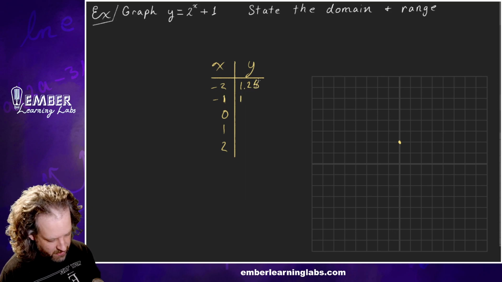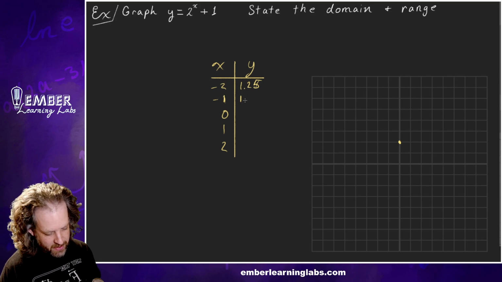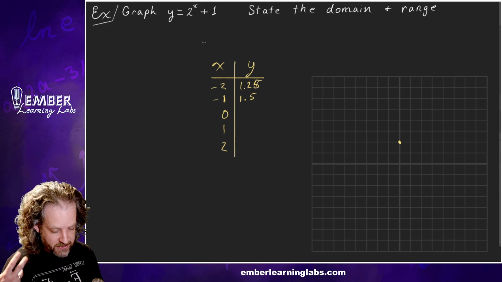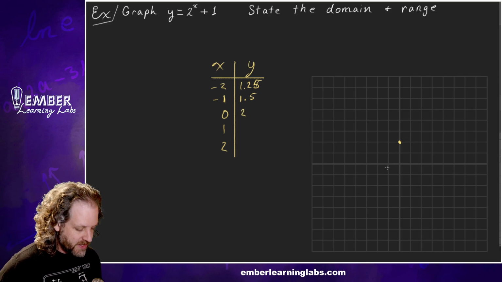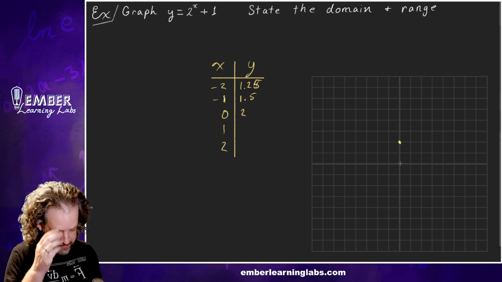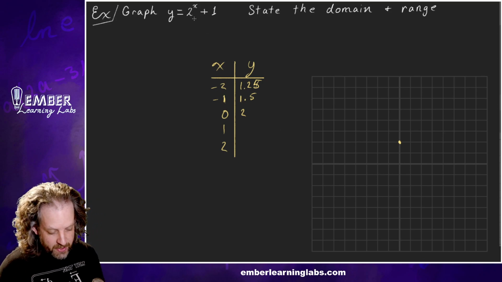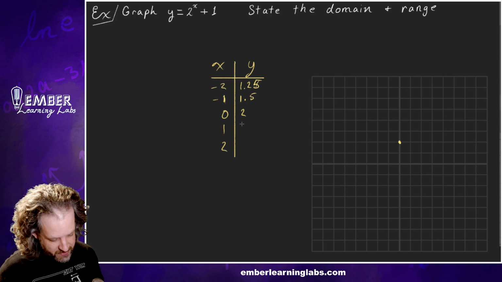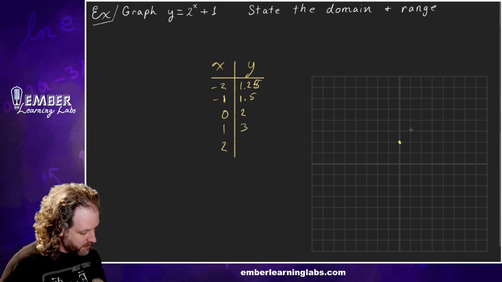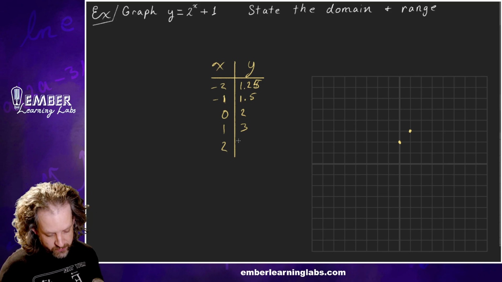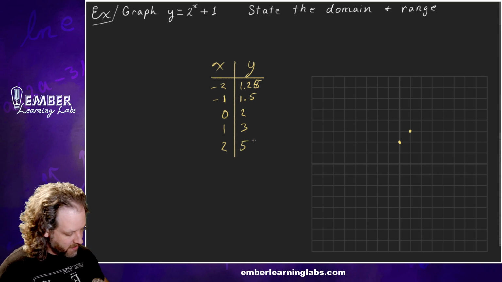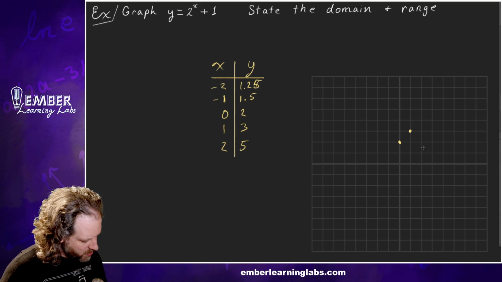Oh, that should be a 5. So 1.5. Put a 0 in there. That's easy peasy. 2 to the 0 is 1. 1 plus 1 is 2, which we already saw, right? And we put a 1 in there. 2 to the first is 2. Plus 1 is 3. 1, 3. Put a 2 in there. 2 squared is 4. Plus 1 is 5. So 2, 1, 2, 3, 4, 5.